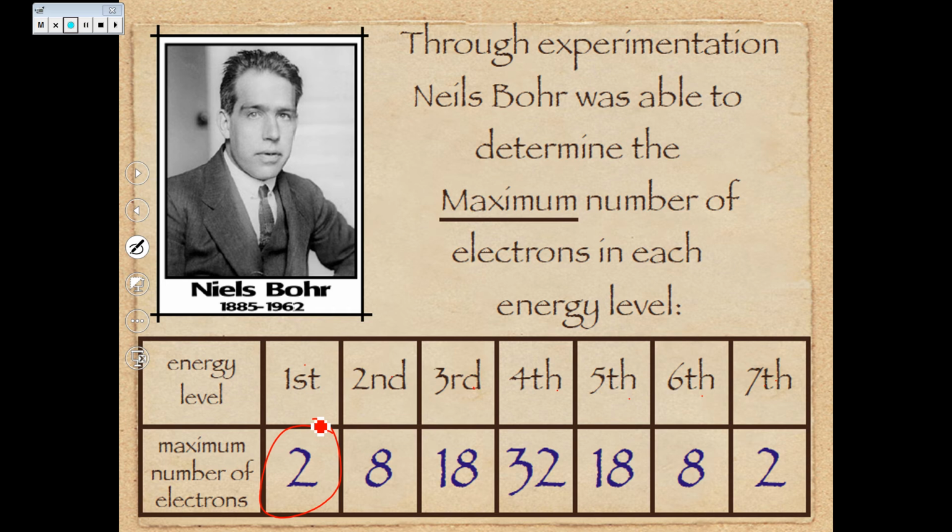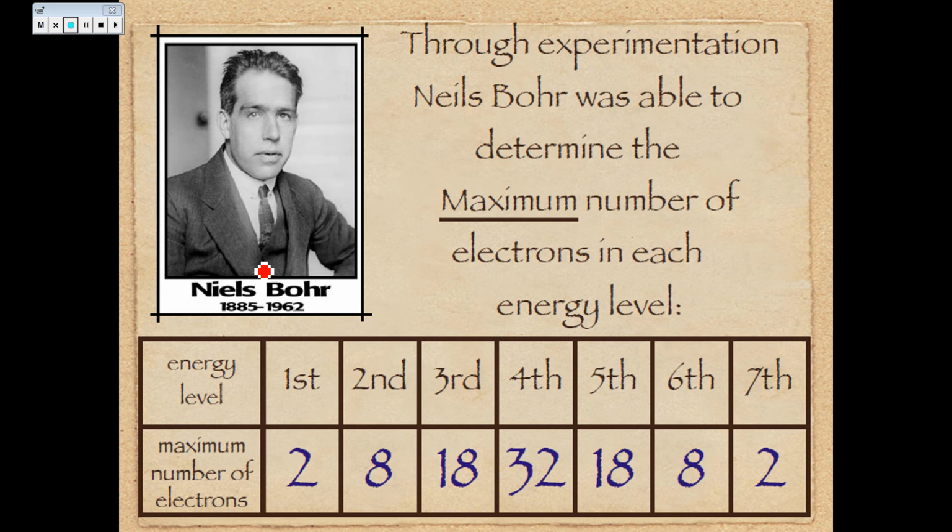In the second energy level, the maximum number of electrons was 8. The third, 18. The fourth, 32. Fifth, 18. Sixth, 8. And seventh, 2. So you do need to memorize that order. 2, 8, 18, 32, 18, 8, and 2.